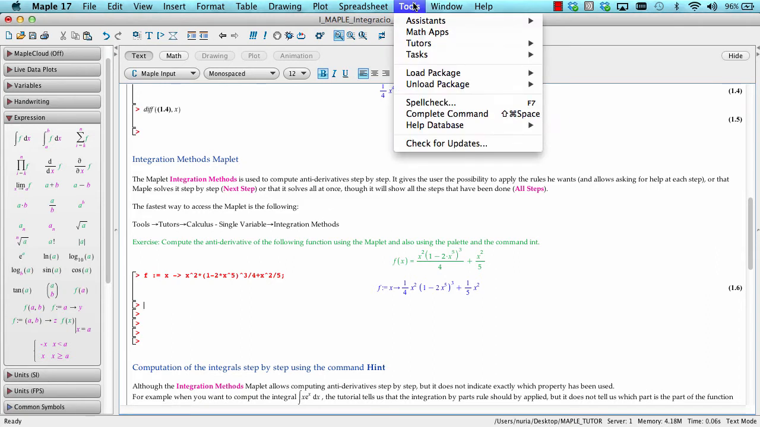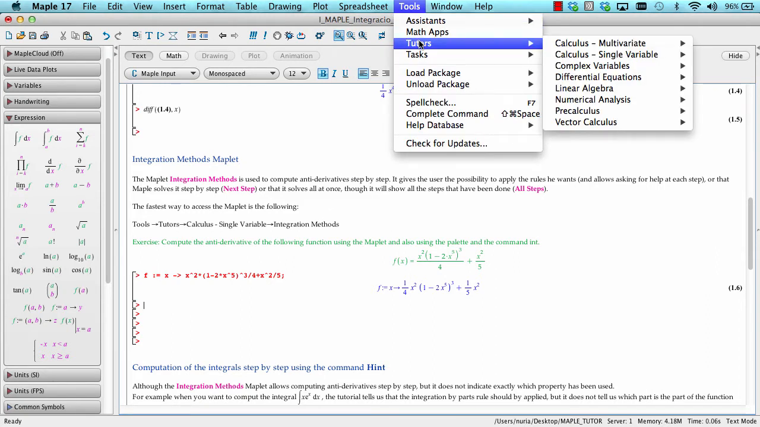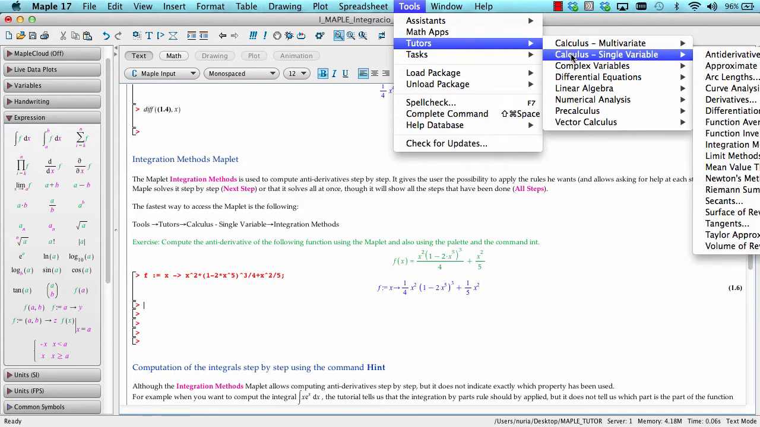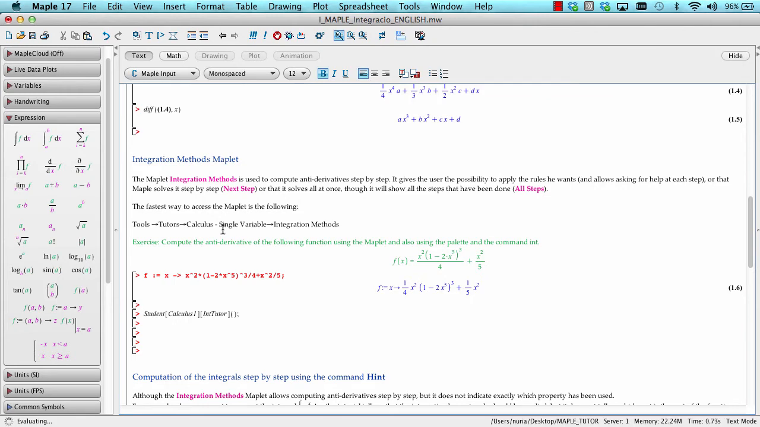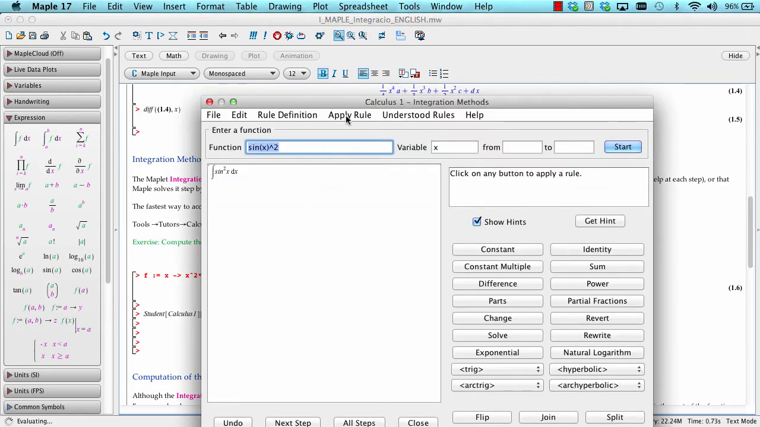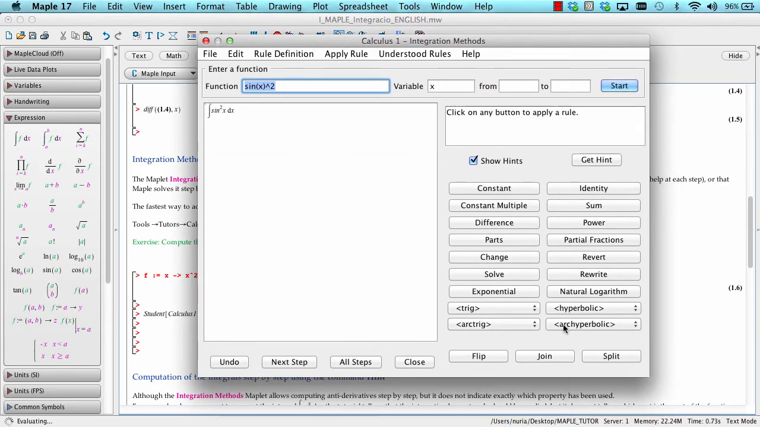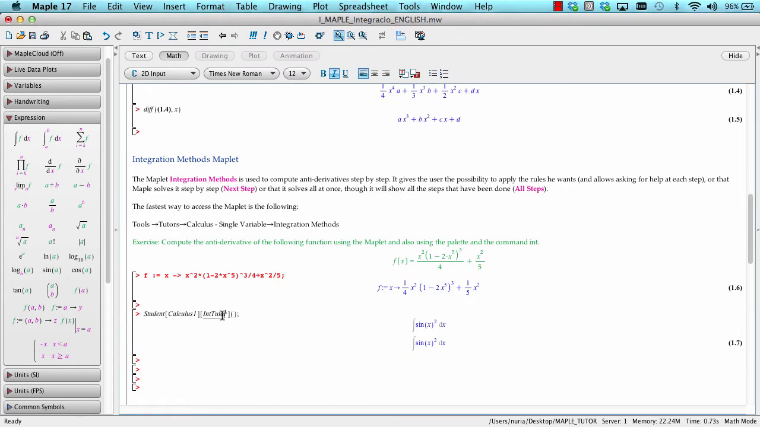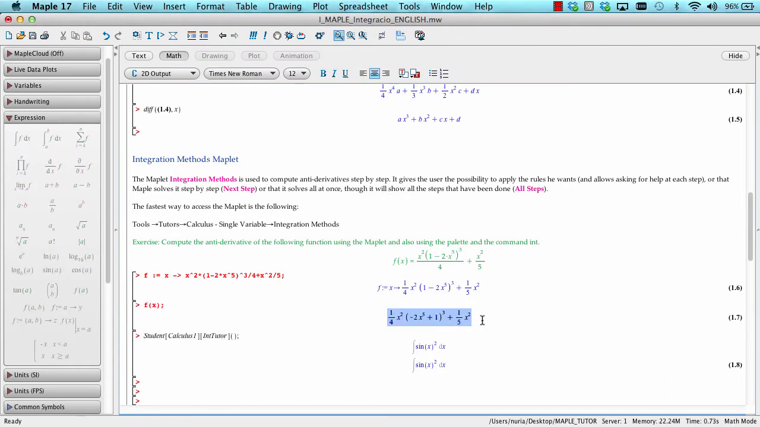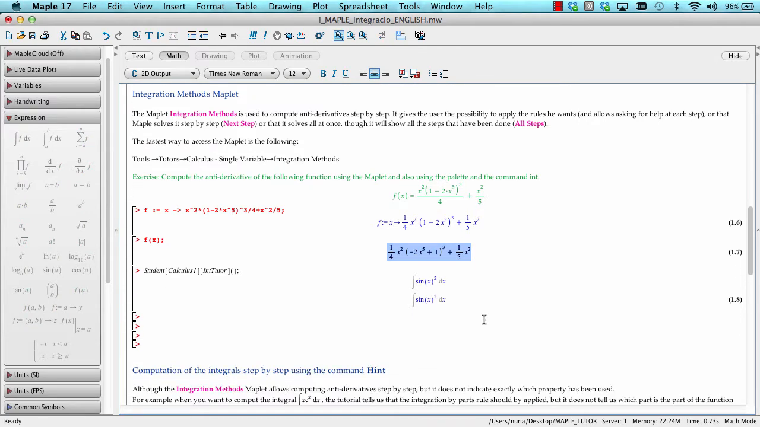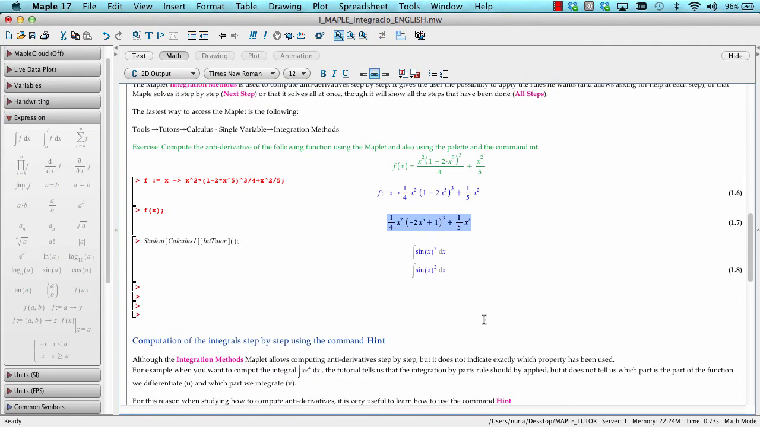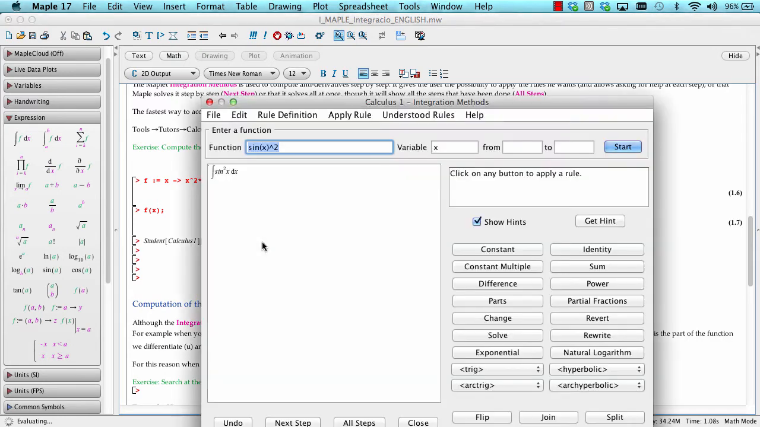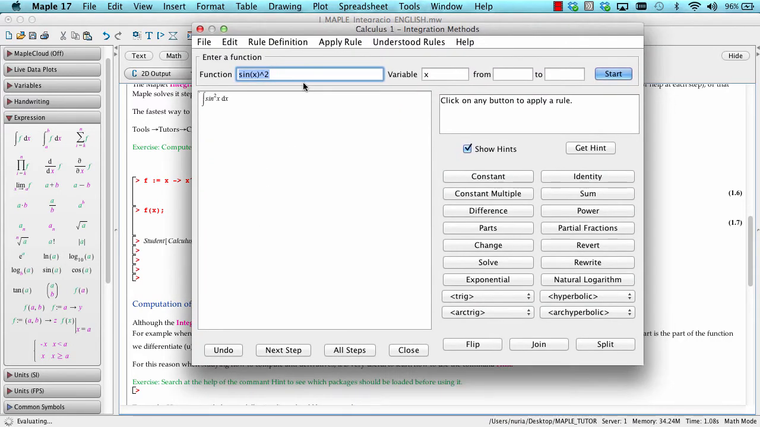Okay, so now let's use this tutorial to compute the antiderivative step by step. So we are going to go to Tools, Tutors, Calculus Single Variable, Integration Methods, as shown here in the tutorial. Before entering, just to avoid writing the function again, we copy this and open the tutorial again. We paste the function and we start.